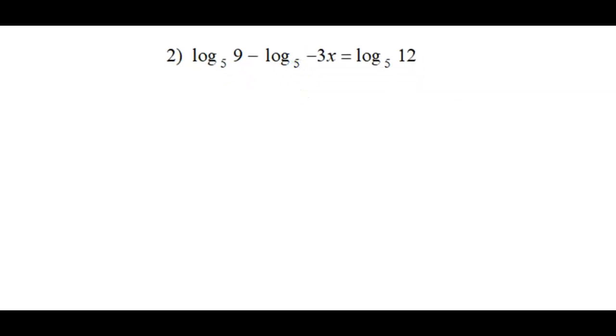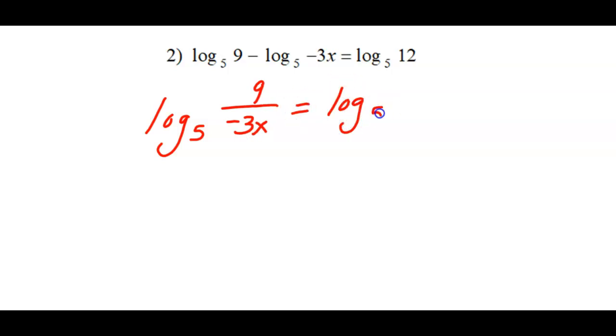Okay, so now this one, I have logs on both sides, and then I have this subtraction right here. So I need to condense this left side down. So log base 5 of 9 minus log base 5 of negative 3x. So I want to condense this down. A subtraction is going to turn into a division. So the left side turns into log base 5 of 9 over negative 3x equals log base 5 of 12.